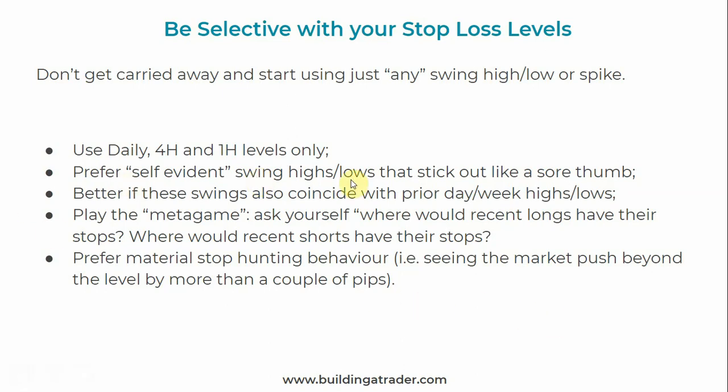Prefer self-evident swing highs or lows that stick out like a sore thumb on the chart, right? It's also better if these swings coincide with previous day or week highs or lows. Play the metagame. Ask yourself, where would recent longs have their stops? Where would recent shorts have their stops? Because we're all creatures of habit. We probably would do the same thing. And prefer material stop hunting. Okay, so wait for the market to actually push beyond more than a couple of pips. Let's not be pip perfect with this. And this should help you identify the better levels to use.